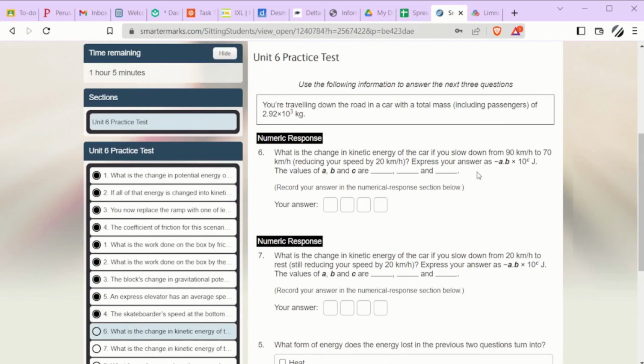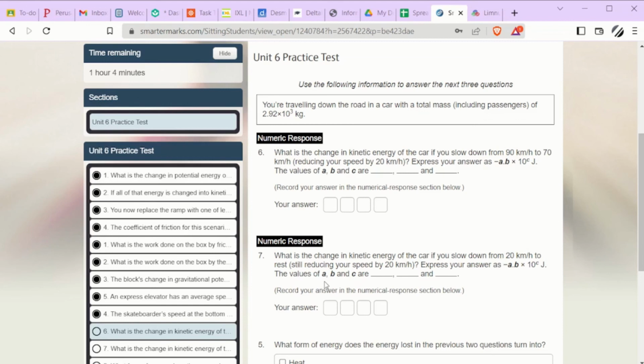Right here, you're traveling down the road in a car with a total mass, including passengers, of 2.92 times 10 to the 3 kilograms. So what is the change in kinetic energy of the car if you slow down from 90 to 70, but that's kilometers per hour? So we have to convert each of those into meters per second. And then we have to find the kinetic energy at that point, because kinetic energy depends on v squared. It's not linear. So we can't just do 20 squared. So we will need 4 different numbers here by the time we do 6 and 7.